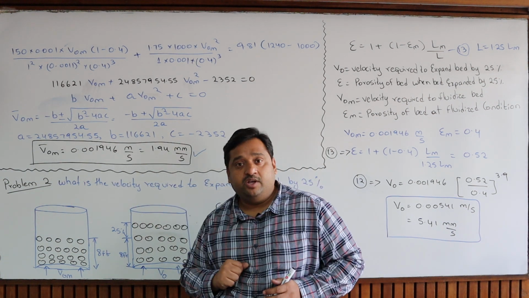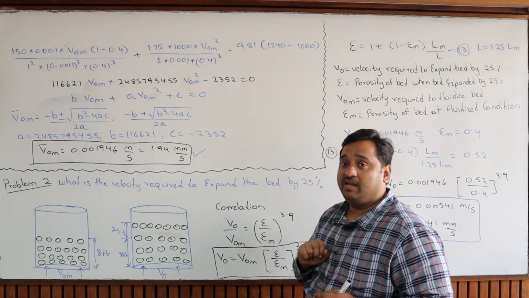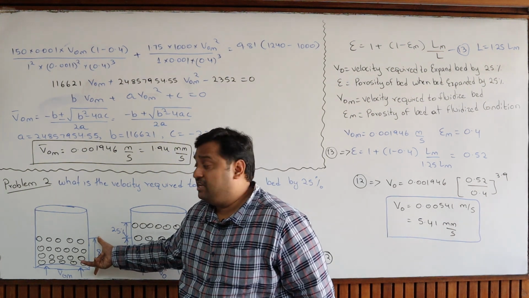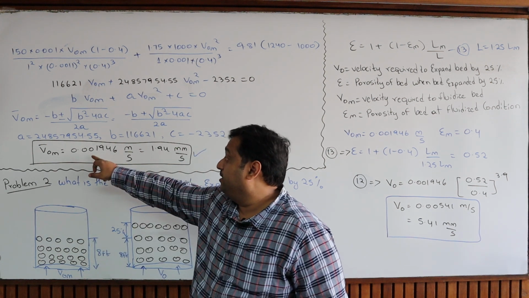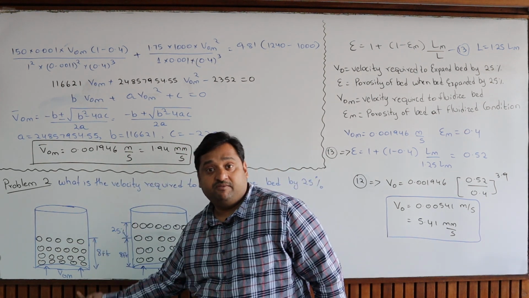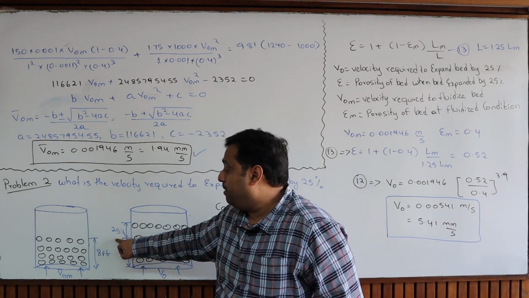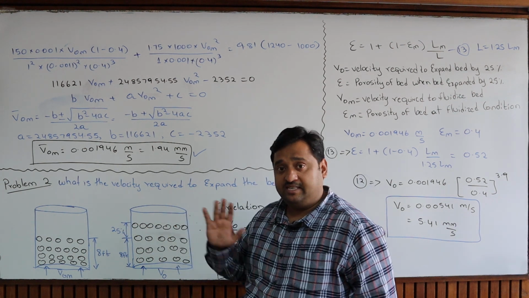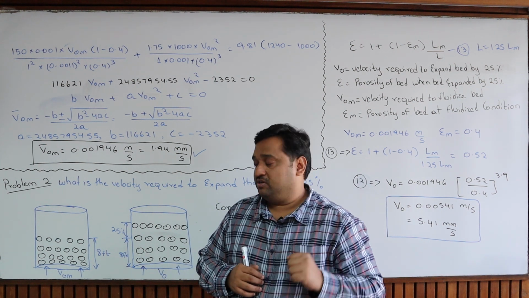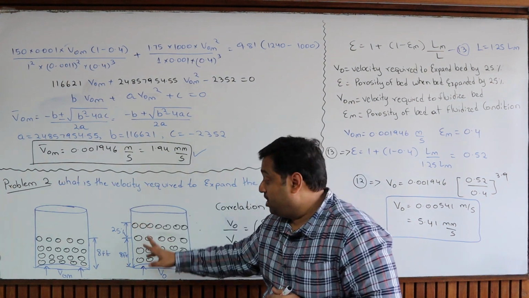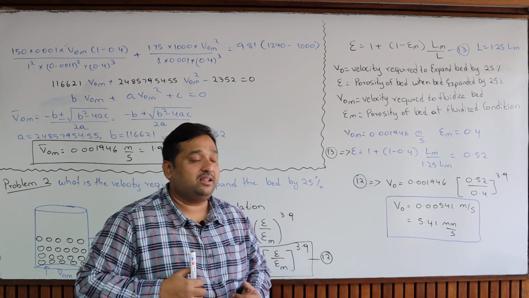The problem number 2. What is the velocity that is required to expand the bed by 25%? Imagine this is your original condition, because to fluidize this bed you need 1.94 mm per second velocity from the bottom. Now the additional problem is you have to expand this bed by 25% more. Same bed, by increasing the velocity from the bottom, you can expand the bed by 25%. What is the velocity from the bottom that I have to put so that I can expand the bed?